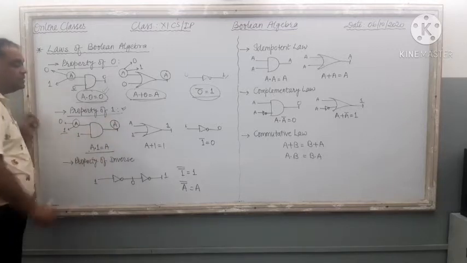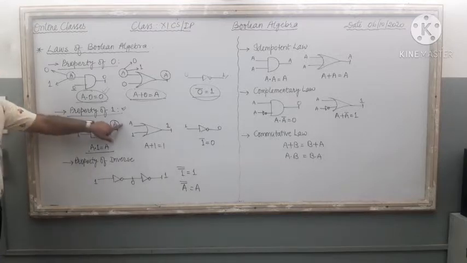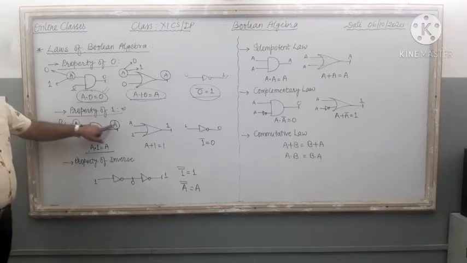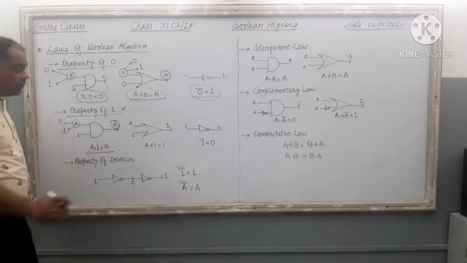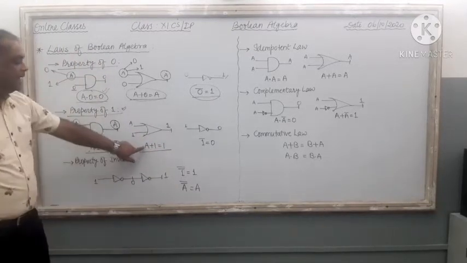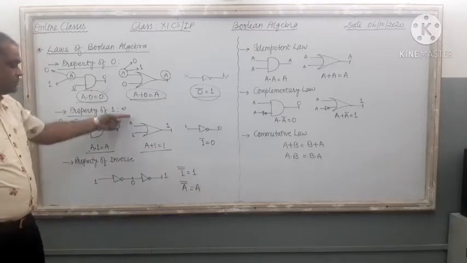The result depends upon the value of A. If the value of A is 0, then the result is 0. If the value of A is 1, then 1 dot 1 result is 1. Right? So A dot 1 equal to A. Now if we supply this 1 into this OR gate, A plus 1, plus means OR gate, A plus 1.